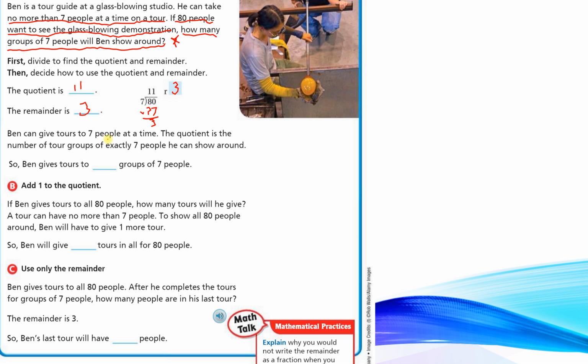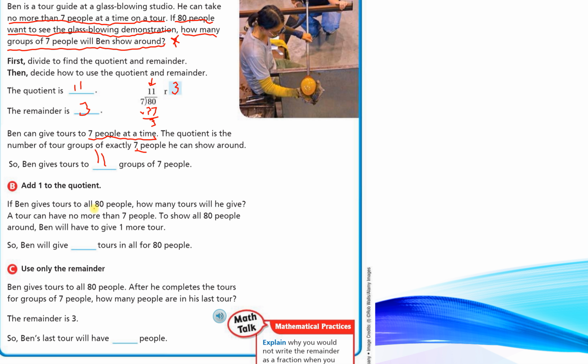Ben can give tours to 7 people at a time. We already knew that. The quotient is the number of tour groups of exactly 7 people he can show. So the quotient 11 is how many tour groups he's going to take around with exactly 7. So Ben gives tours to 11 groups with 7 people in each group. If Ben gives tours to all 80 people, here he's given 11 tours with 7 people in each tour. That's only 77 people. So there's 3 left over.